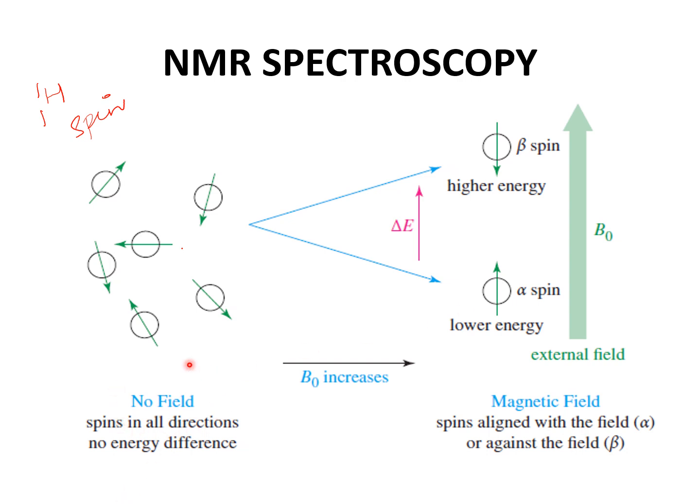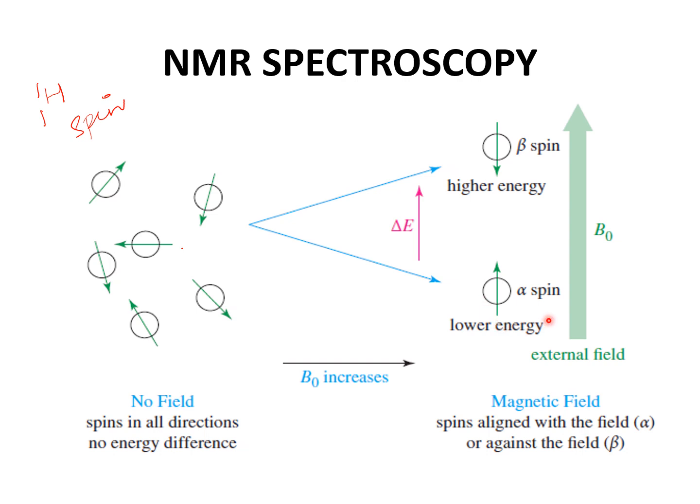When there is no applied magnetic field, these protons spin in all directions and there is no energy difference. As soon as we start applying a magnetic field, the protons start aligning themselves either with the magnetic field or against the magnetic field. When a proton aligns itself with the magnetic field, as you can see, the spinning proton direction and the direction of the external magnetic field are pointing in the same direction. So it is aligning itself with the magnetic field.